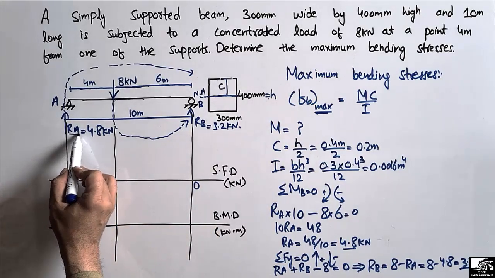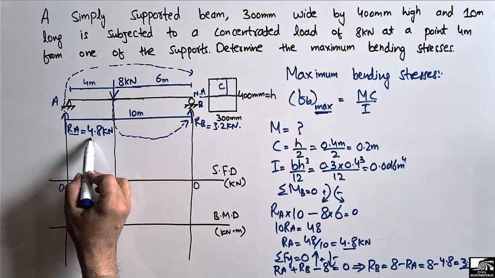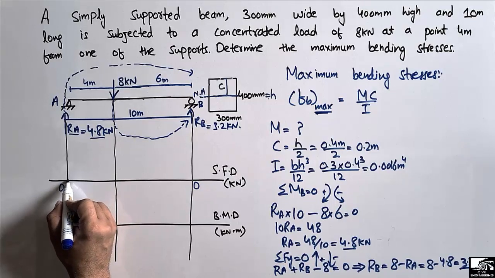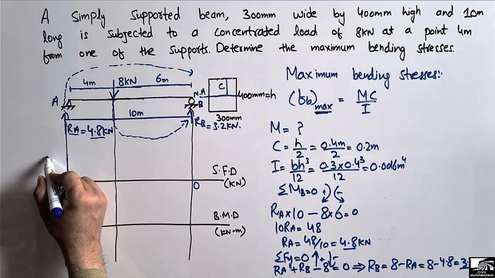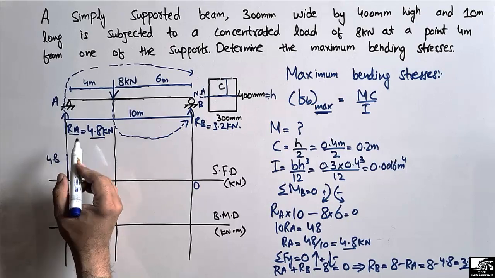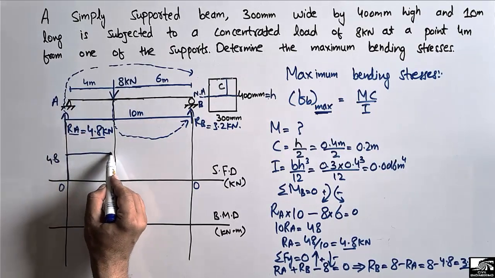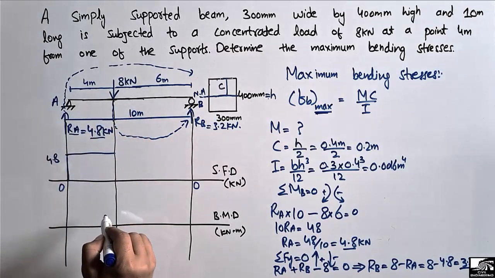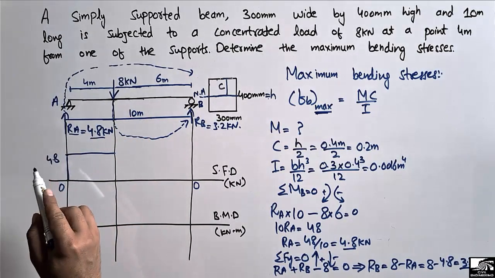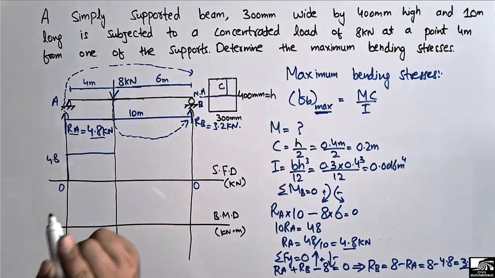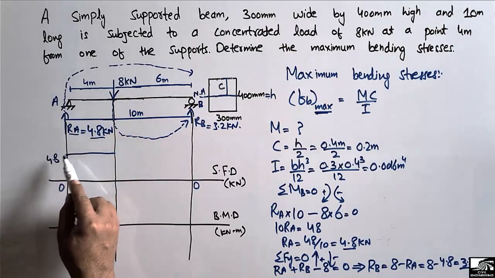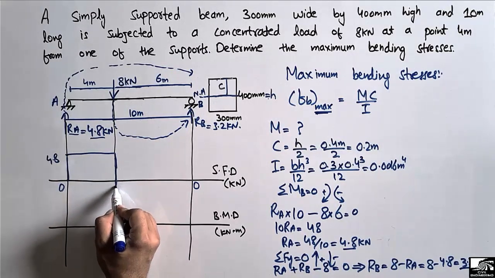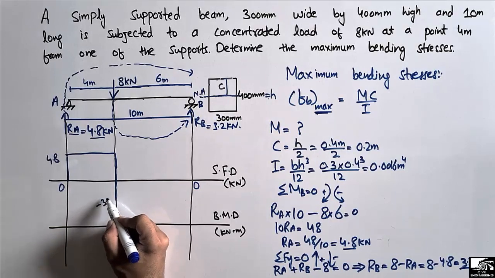So RA is acting in the upward direction with a magnitude of 4.8 kilonewton. So I will bring this point from 0 up to 4.8 kilonewton. Then there is no load on the beam, so it will be a straight line. And then there is a force of 8 kilonewton acting in the downward direction. So 4.8 was positive and 8 is acting downward, so it will be negative. If we subtract, 4.8 minus 8, we get minus 3.2. So here will be minus 3.2.